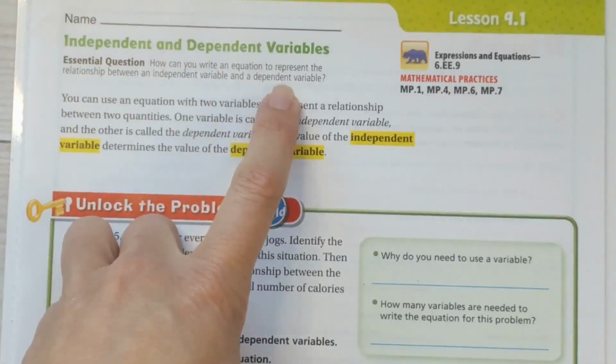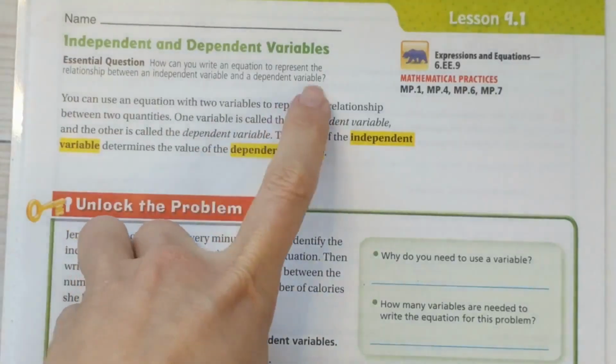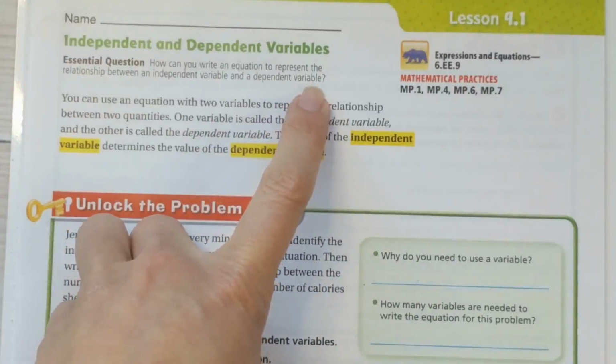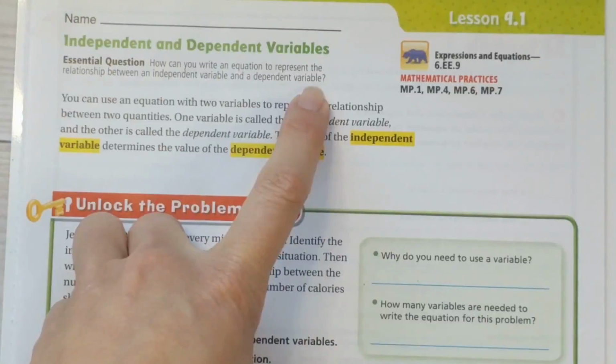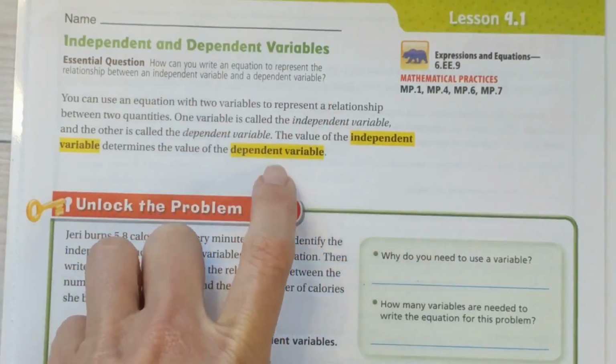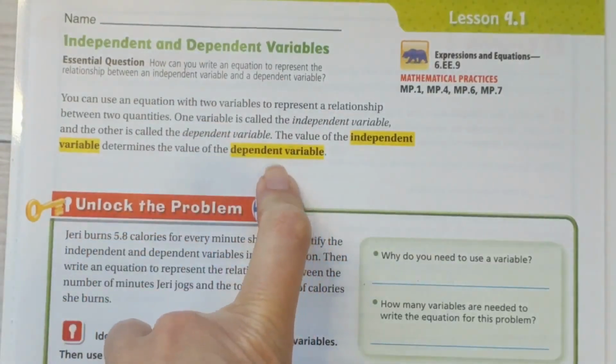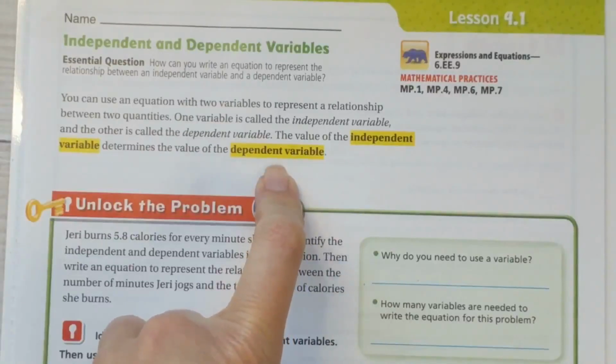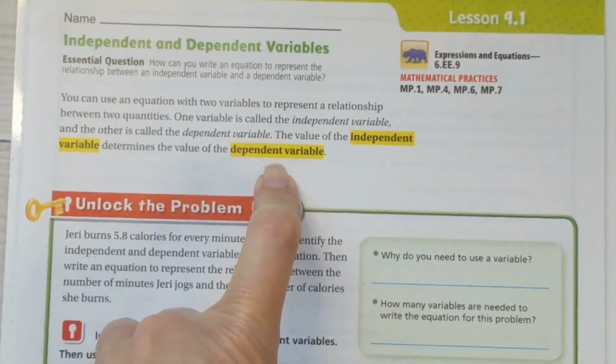So let's review a little bit of vocabulary here first. What is a variable? A variable is a letter that holds the place of a number in the equation because that number is going to change. And because it changes, we can't assign a number to it. So we just give it a letter to hold that place. All right, dependent variable, let's talk about that first. Dependent means that it relies on or needs something else.